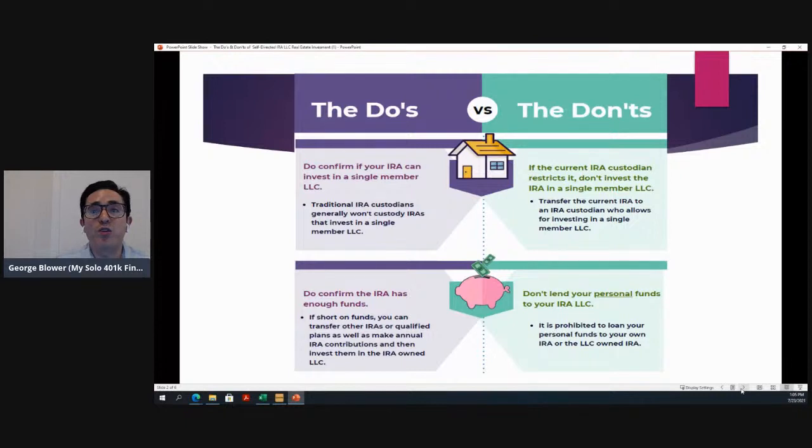So that's why you want to make sure that you're budgeting accordingly based on your real estate investment, and that you have enough IRA funds to do what you want to do, and then invest those funds in the IRA-owned LLC. Now, on the don't side of the equation, you cannot lend personal money to your IRA LLC. That's a very clear prohibited transaction. It is prohibited to loan your personal funds to your own IRA or an LLC that's owned by your IRA. So that's where budgeting and planning is so important.